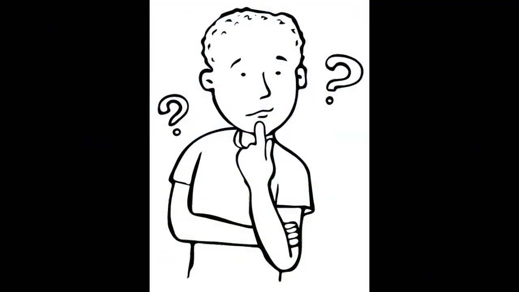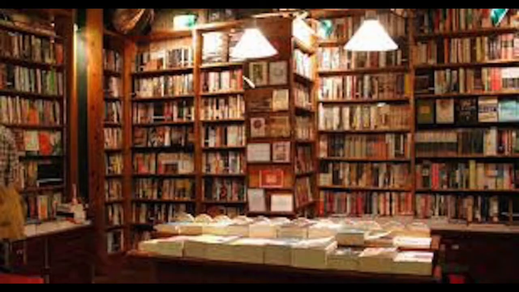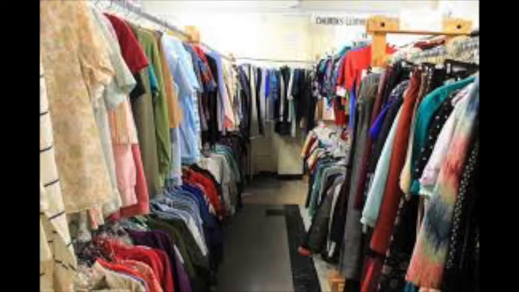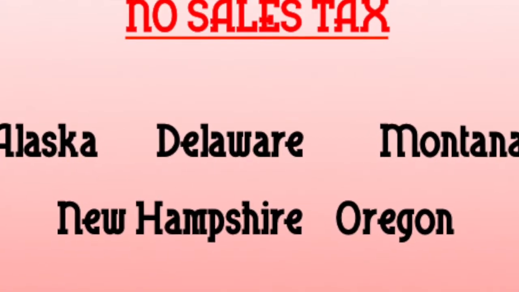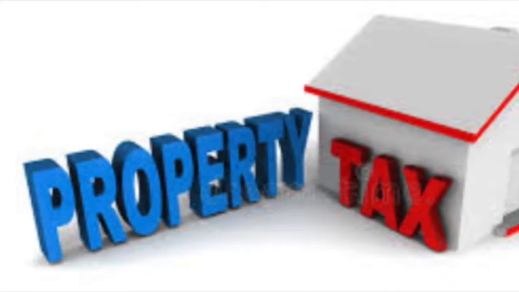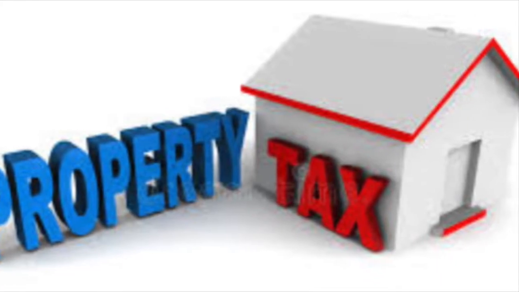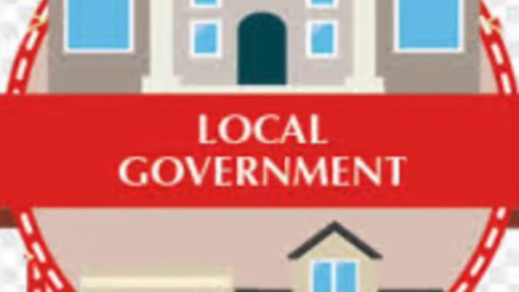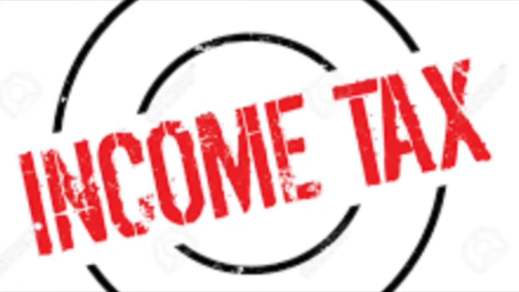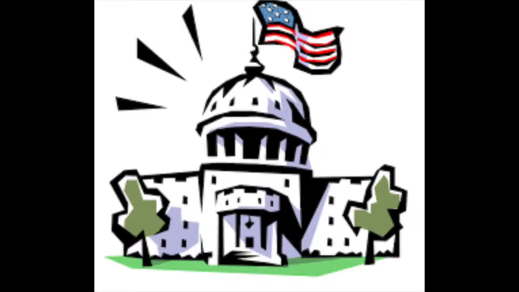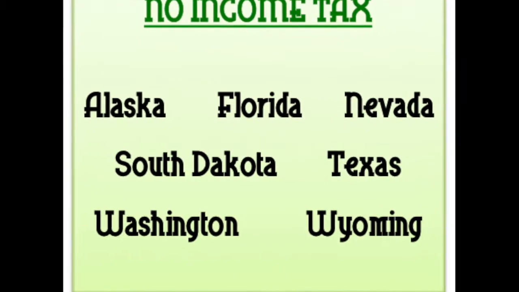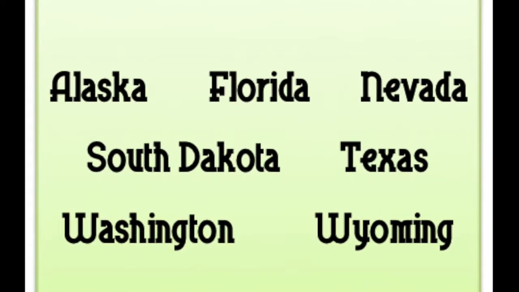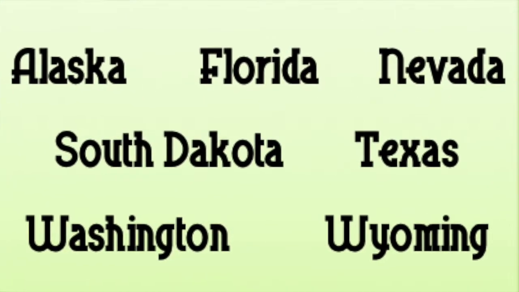Now think about what you pay sales tax on: books, toys, food, clothes. Some states, such as Alaska, Delaware, Montana, New Hampshire, and Oregon, don't have sales tax. Do you know which level of government property tax is paid to? That would be the local government. What about income tax? That's the federal and state governments. Some states, such as Alaska, Florida, Nevada, South Dakota, Texas, Washington, and Wyoming, don't have income tax.